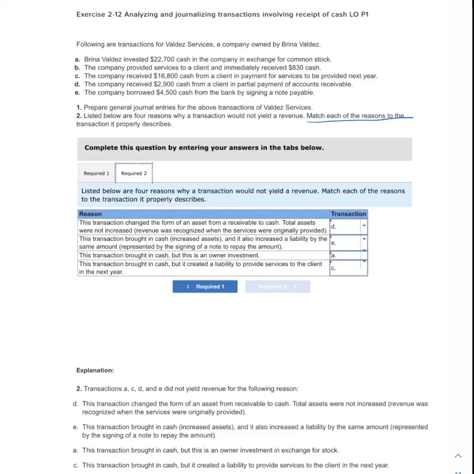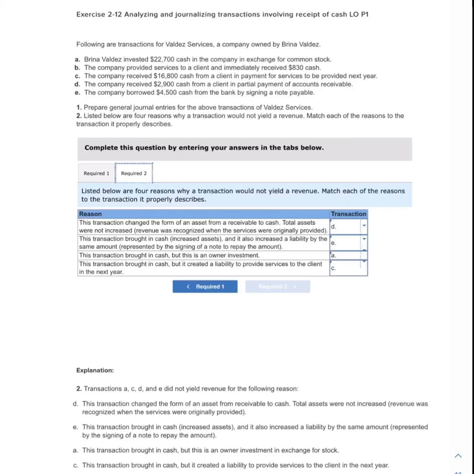So there are 4 items. There are 5 answer choices, so you can tell right away all of them are not going to be used, so you're going to have to be a little bit careful, but we'll just work through them and see what we can figure out.